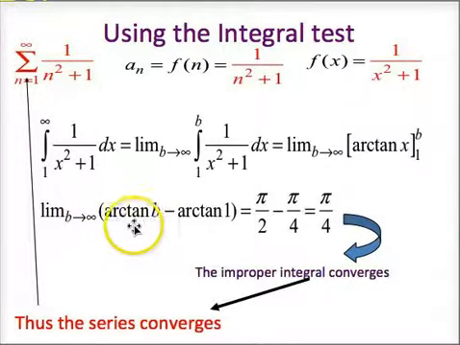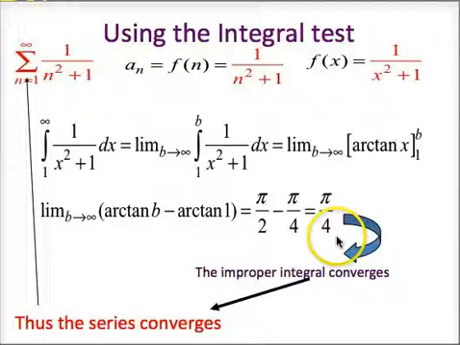Well, the arctan graph, as b gets large, heads out to pi over 2. And the arctan of 1 is pi over 4. If we subtract them, we get pi over 4. So the integral does converge. It does have a finite area. And so since the improper integral converges, our series converges. That's basically all there is to the integral test.